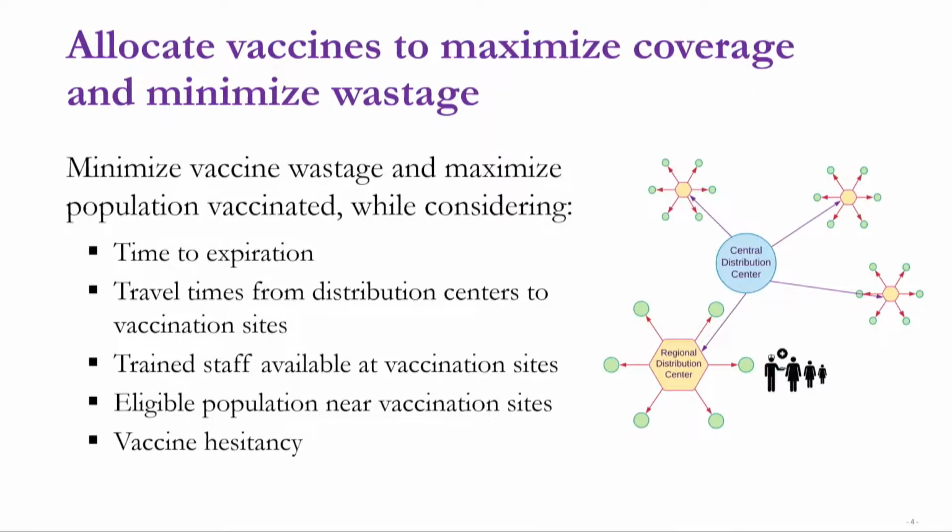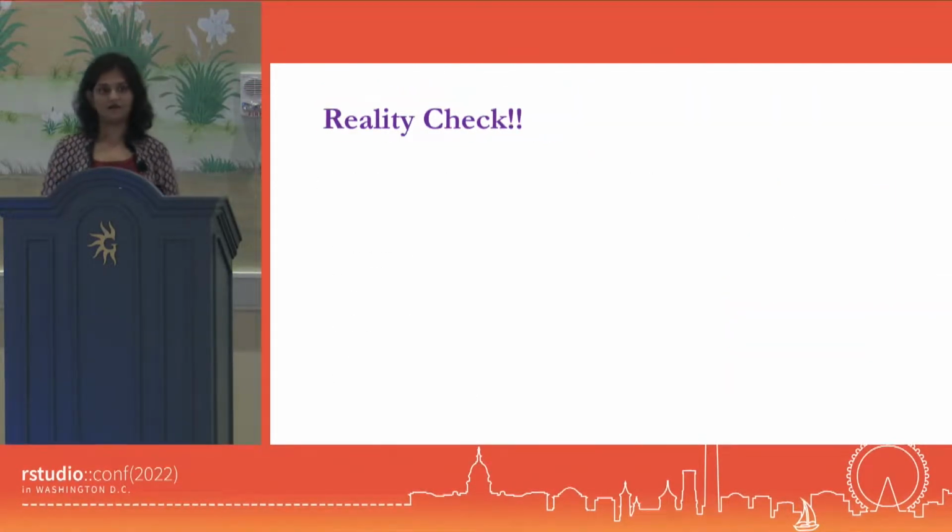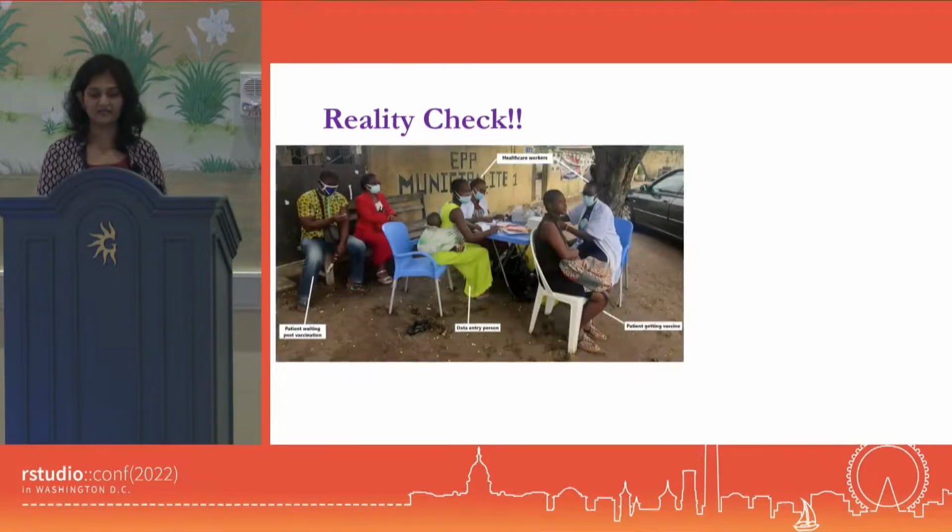Let's build an optimization model where we'll take into consideration a lot of factors like time to expiration, travel time between distribution centers to vaccine sites, how much staff you have available at vaccine sites, to hesitancy and everything. We had a whole model in place. But then we faced reality.